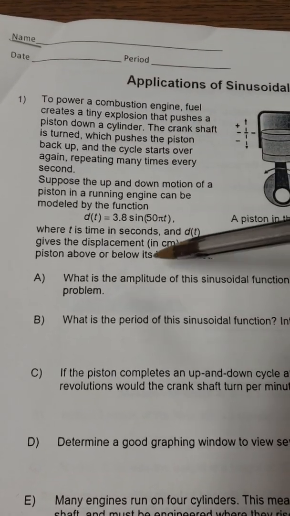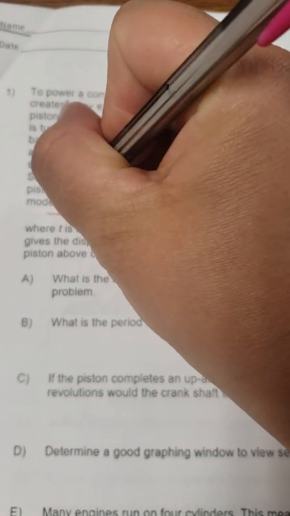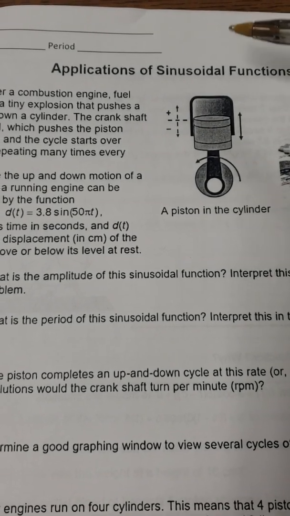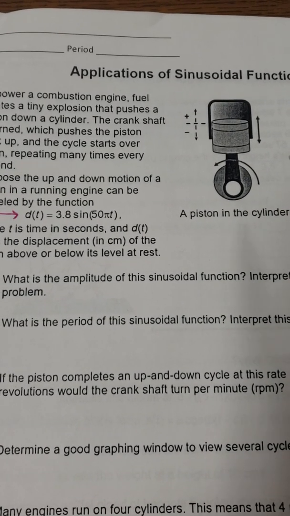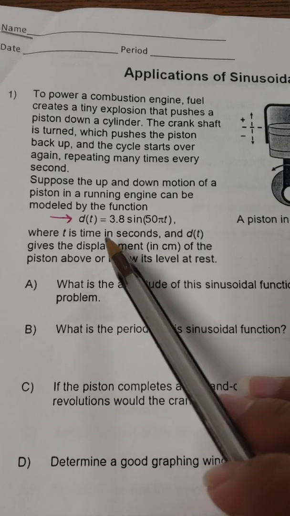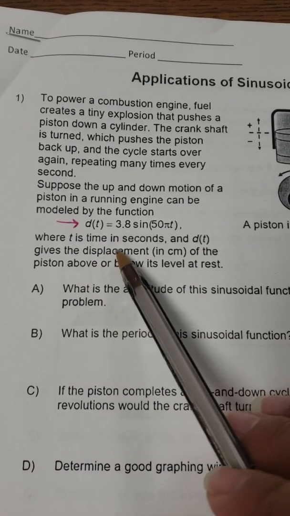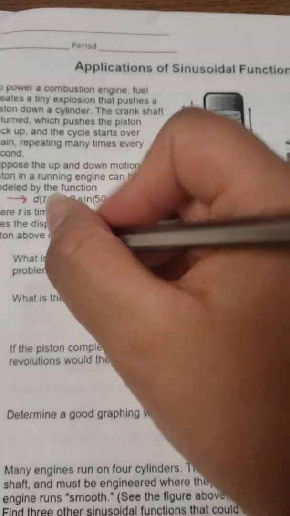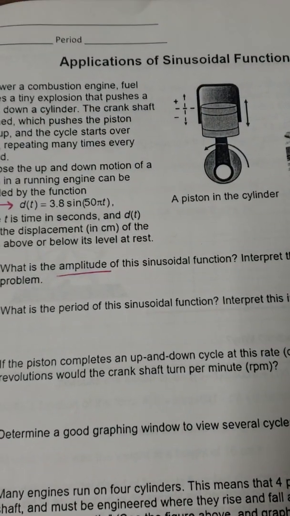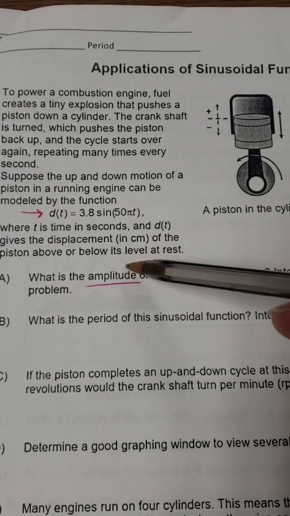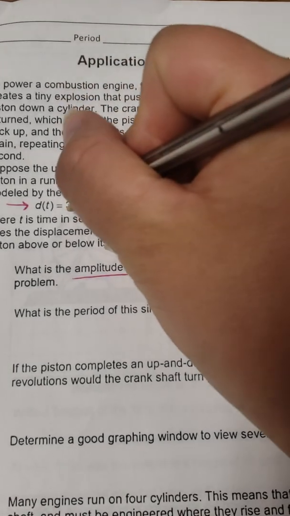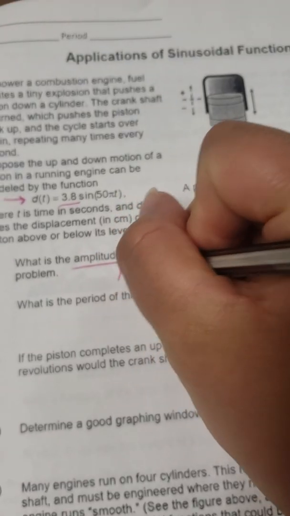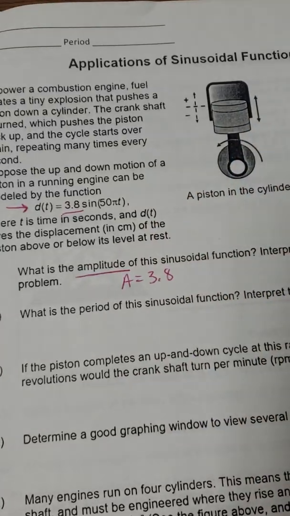I'm not going to read this to you, but basically this is our equation that's going to model this thing going up and down, being moved by the piston, okay? Where t is the time in seconds and d of t is the displacement, so as it's moving. The first question is asking, what is the amplitude of this sinusoidal function? So for amplitude, we're looking at the number in the front, so that's going to be 3.8, okay? So my a is equal to 3.8.